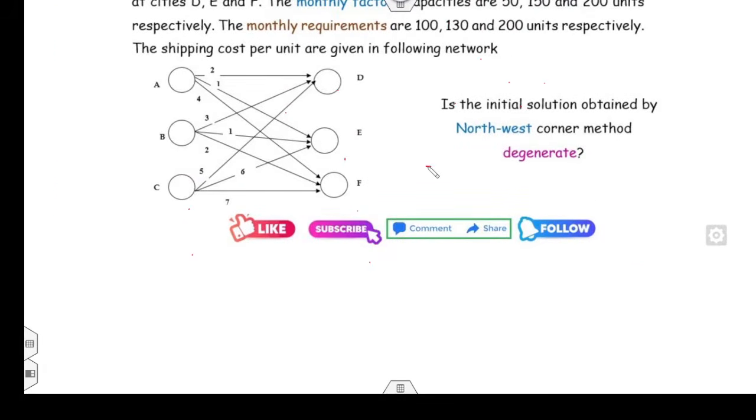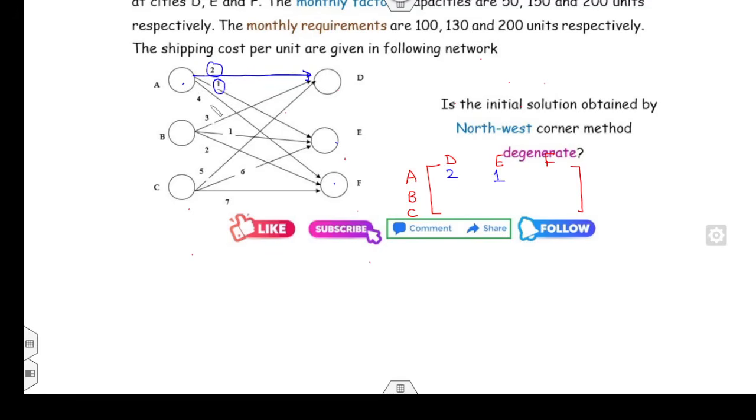Firstly, your target is to write it as a matrix or as a table. There is A, B, C, D, E, and F. What is the transportation cost from A to D? A to D is 2. A to E, 1.